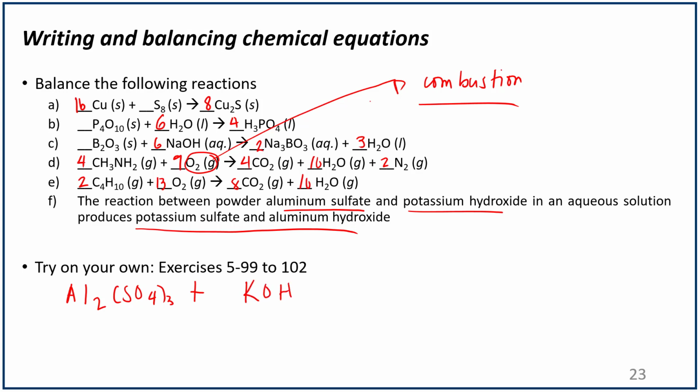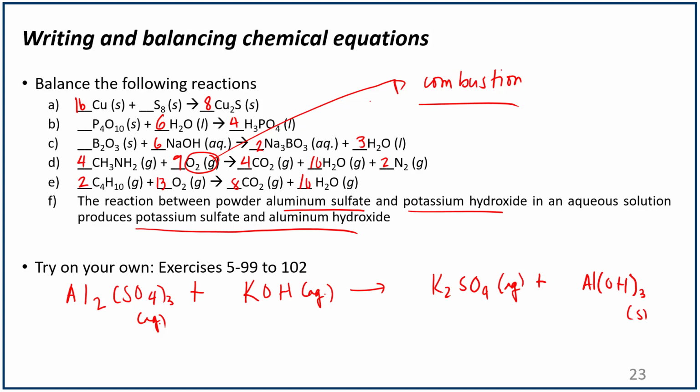Now, by the way, the phases here are given, so let's put this as an aqueous solution. This is aqueous. And then this goes to potassium sulfate, aqueous, K2SO4. Plus aluminum hydroxide, which I think is actually a solid, but we'll discuss that in chapter 6.